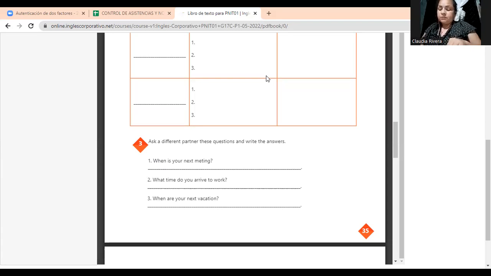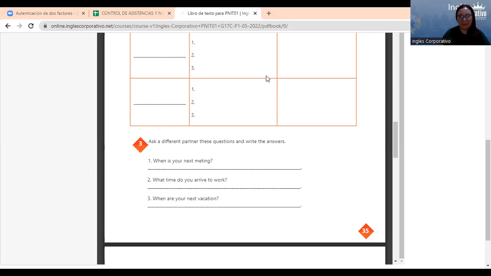He arrived at your work at 6 o'clock a.m. Moisés no llega a mi trabajo, llega al trabajo de él. Repítele. He arrives his work at 6 o'clock a.m. Correct. Perfect. Moisés next vacation it is on December. Very good, Claudia. Lo captó muy bien.